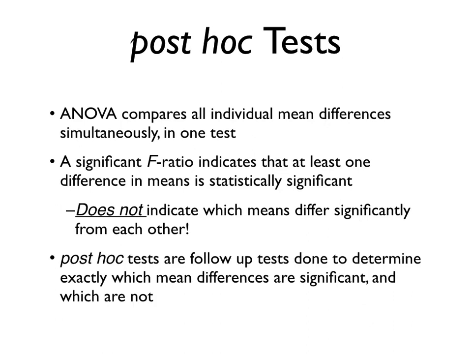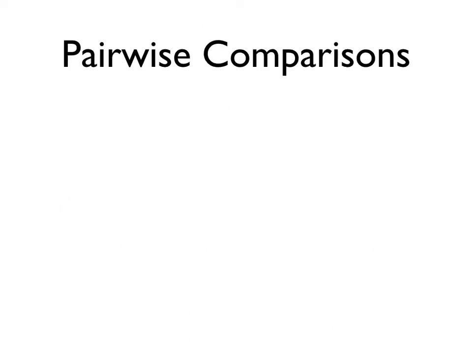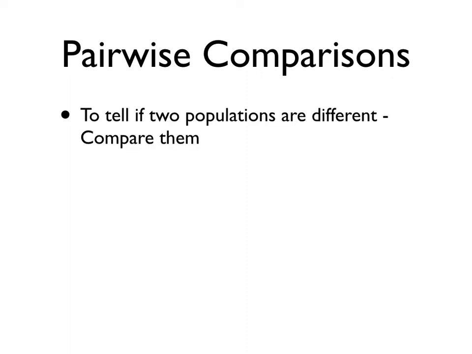So post hoc tests are these follow-up tests that are done to determine exactly which mean differences are significant and which are not. And they're called post hoc tests, post meaning we're doing them afterwards, right? So this is something that we're doing after hypothesis testing when we find that significant F. And we use these post hoc tests, which again are a kind of pairwise comparison, to tell us if two populations are different from each other.